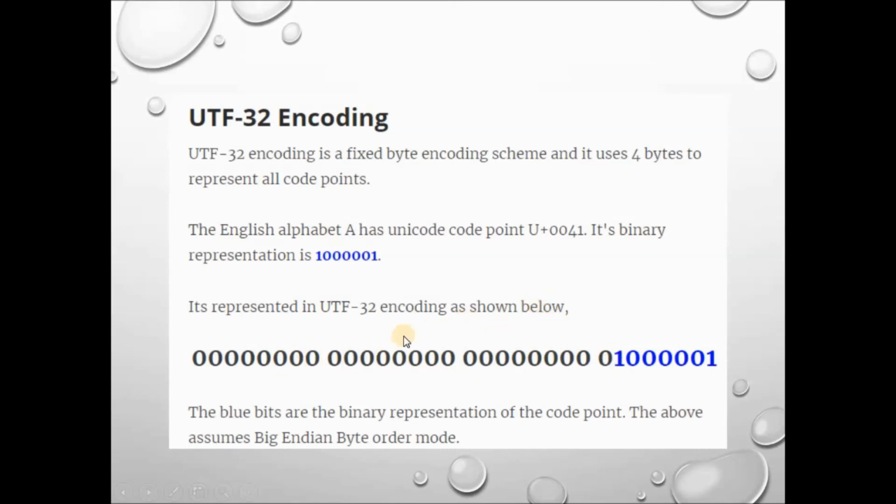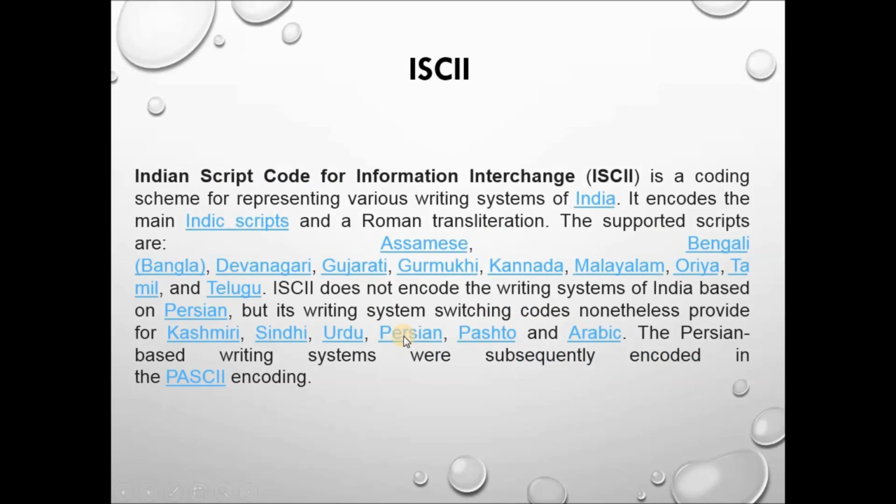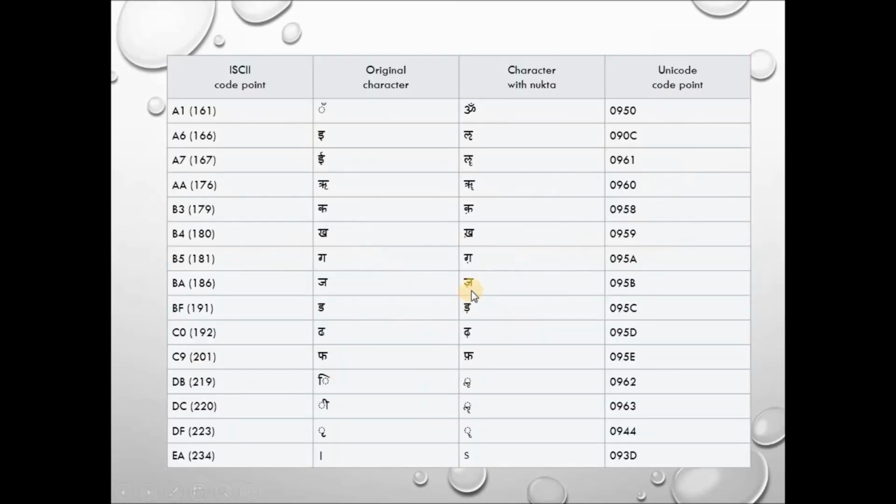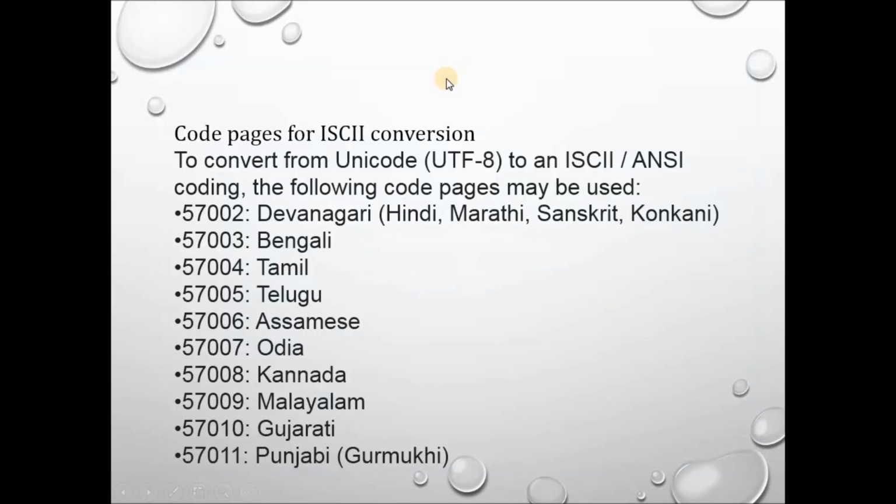ISCII, the Indian Script Code for Information Interchange, is also there. ISCII includes Assamese, Bengali, Devanagari, and other languages. There is a chart for the ISCII code as well. You can see it from the list, and the codes are given here: for Devanagari 57002, for Bengali 57003, for Tamil 57004.